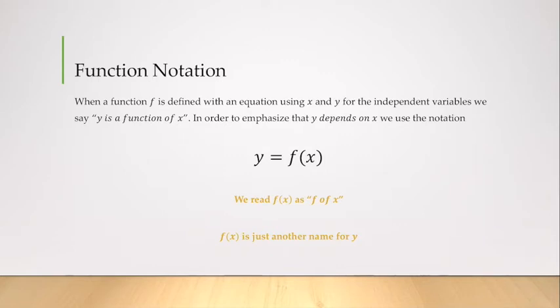When we say a function is defined with an equation using x and y for our variables, we often say that y is a function of x in order to emphasize that y depends on x. So we would write this as f of x, a function depending on x. It doesn't have to be f of x. It can be g of x, it can be h of x, but as long as we know that this notation tells us it's a function that depends on x.